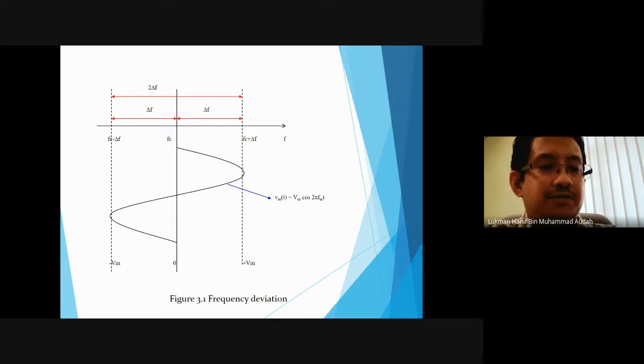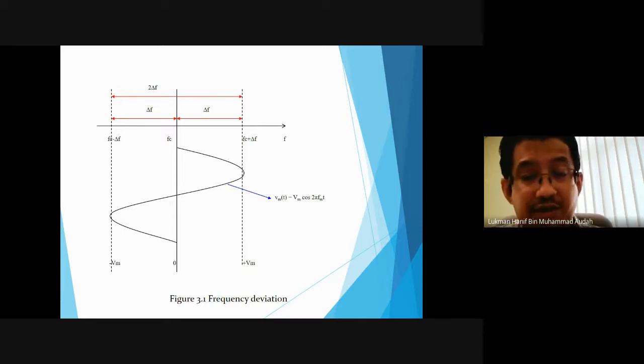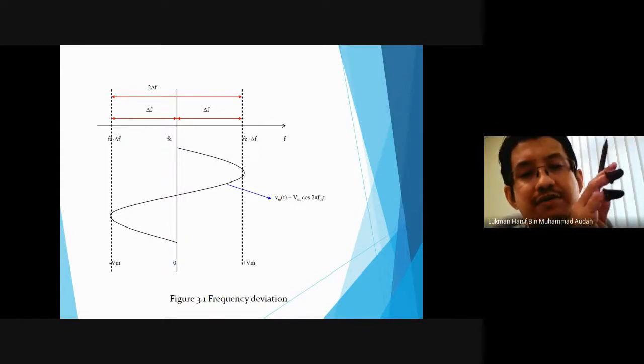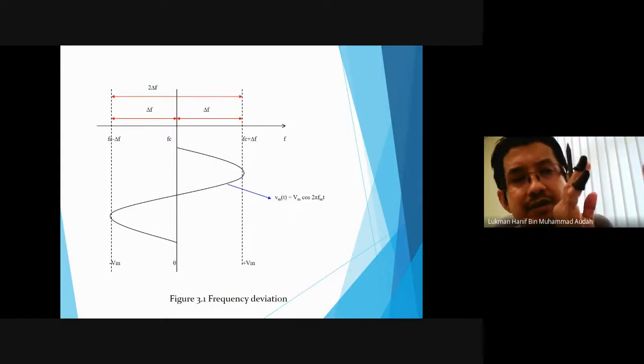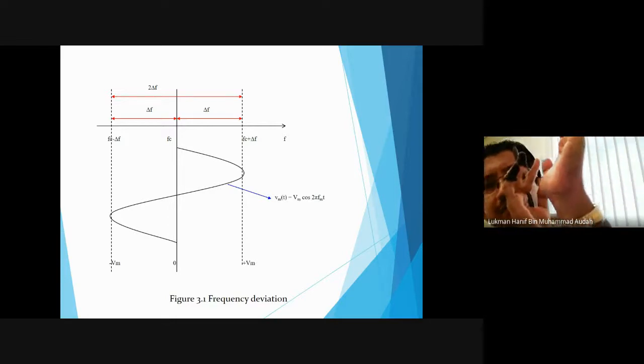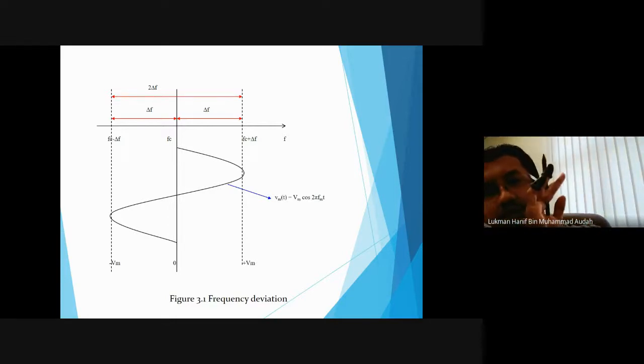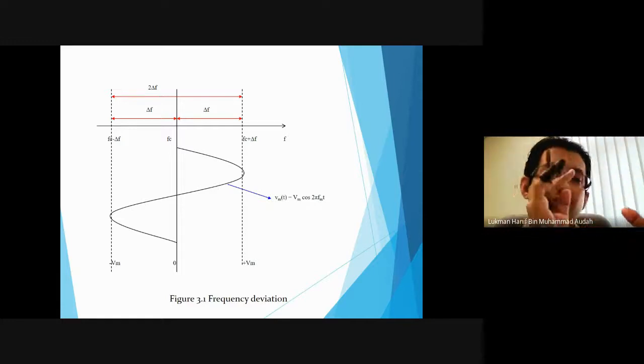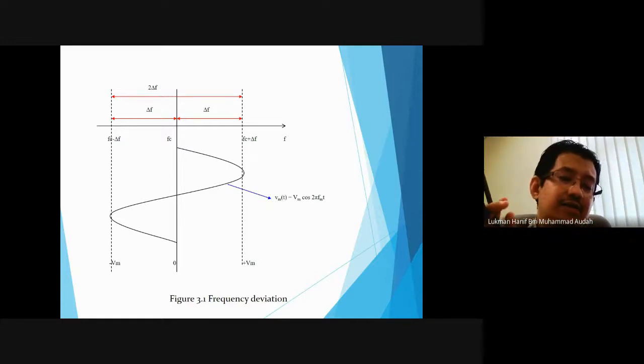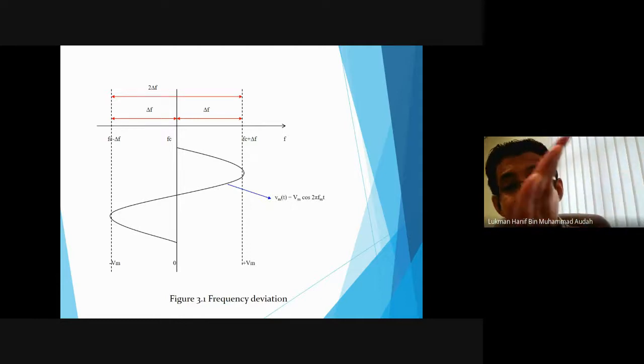About this, okay. Frequency deviation, perubahan frekuensi dalam FM dan juga PM ataupun dalam angle modulation. Kita katakan ini general, angle modulation. Kita akan lihat berlakunya perubahan frekuensi carrier daripada keadaan rehat, dia bergerak kepada frekuensi yang tinggi, kembali kepada keadaan rehat, move kepada frekuensi yang lebih rendah. Dan proses ini berlaku dengan laju.